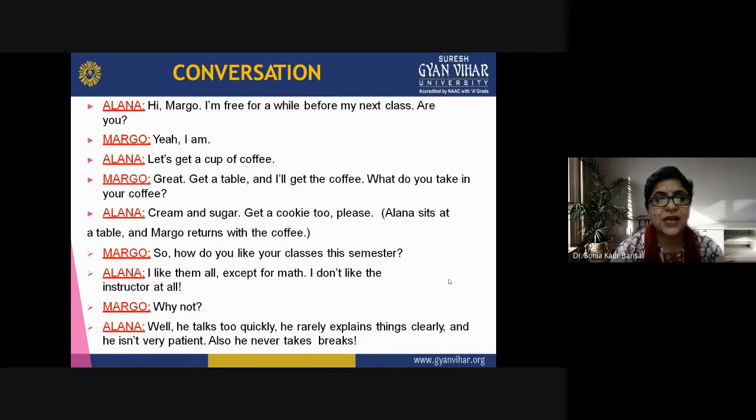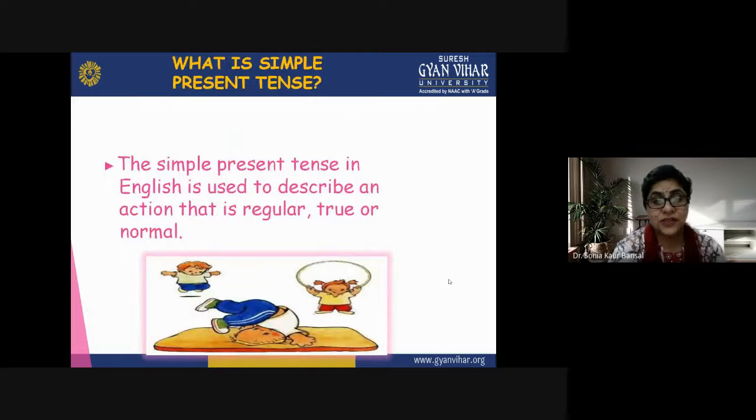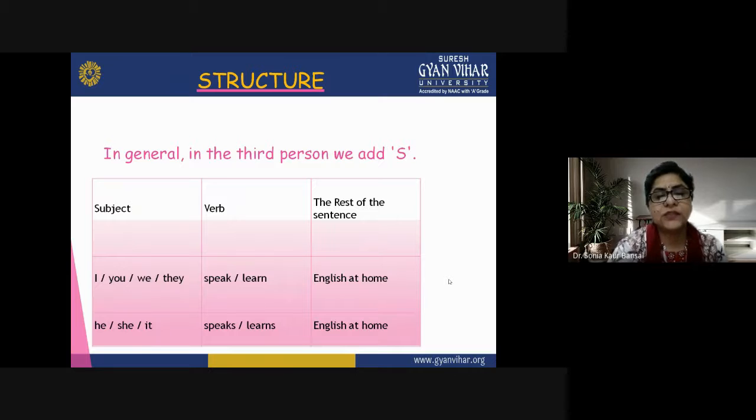So let's understand what simple present tense is. Simple present tense in English is used to describe an action that is regular, true, or normal. Remember these three things: regular, true, or normal. So the action is told to you in a very normal, true, or regular manner. Like how the structure is here.